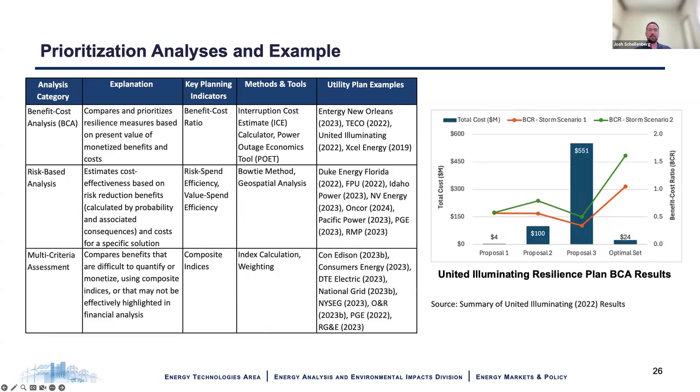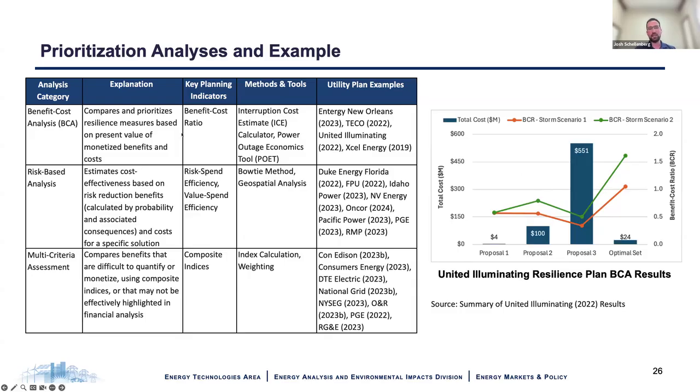And here's some examples of prioritization analyses, and they can broadly be based in 3 categories. So first off is benefit cost analysis, or BCA. Secondly is risk-based analysis, and third is multi-criteria assessment. And so the first 2 are pretty similar, where you're looking at the cost of something and then seeing how it compares to the benefits.